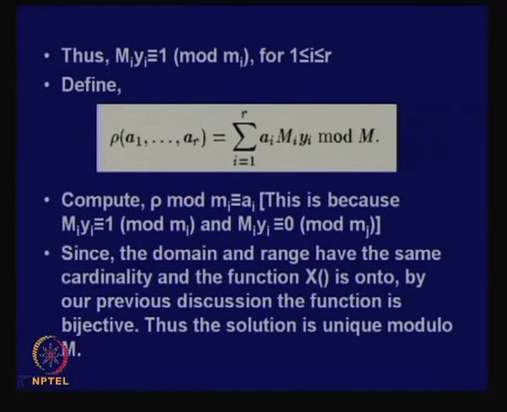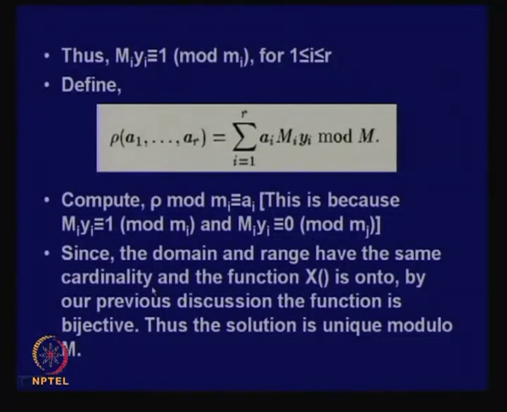The next thing to be argued is that this function is actually a bijective function, that is, we are trying to show that this is a unique mapping. Since the domain and range have the same cardinality, and this is also an onto mapping, if you combine these two things, it becomes a bijective mapping. That means the solution is unique modulo m. So you not only get a solution, but this solution is one and only one. Is this clear?